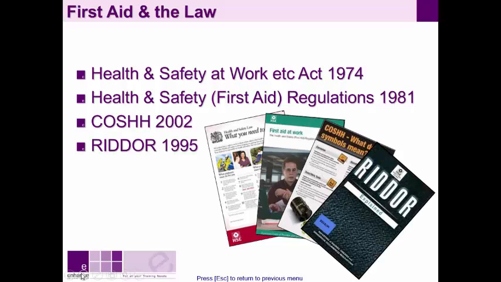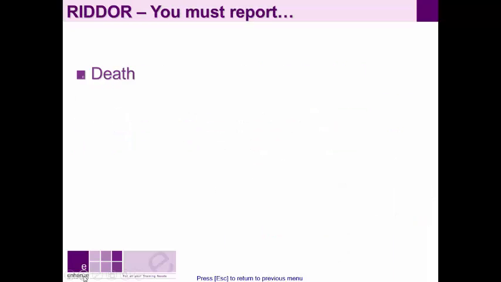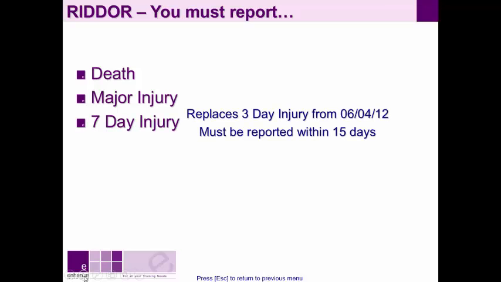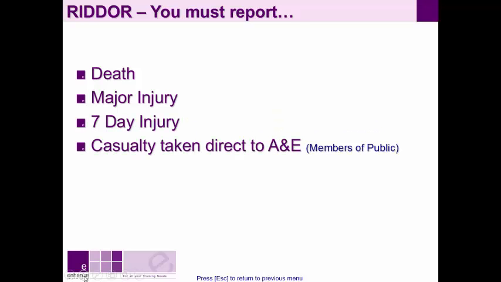We've also got what's called RIDDOR, which is basically the reporting of injuries, diseases and dangerous occurrences. The thing to remember is only if it's a serious situation that you're meant to report that. So within RIDDOR, you must report serious occurrences, a major injury, an injury that's lasted more than 7 days, or if they've had to go to accident and emergency.